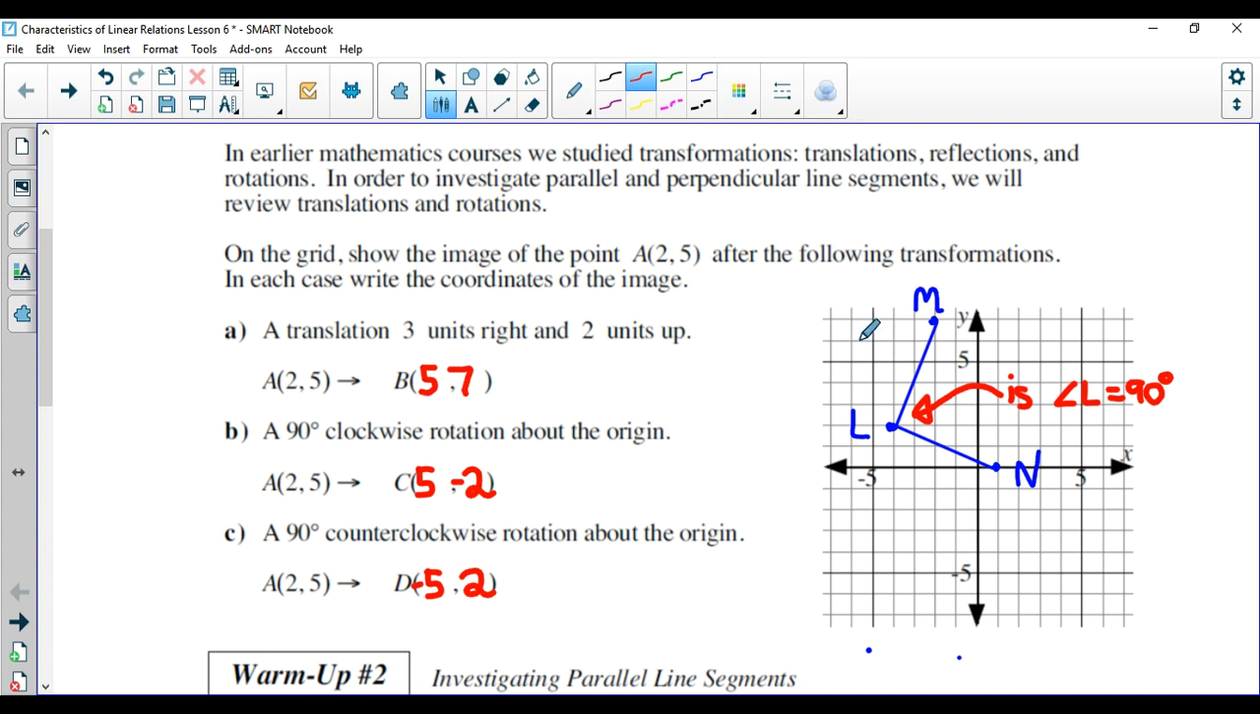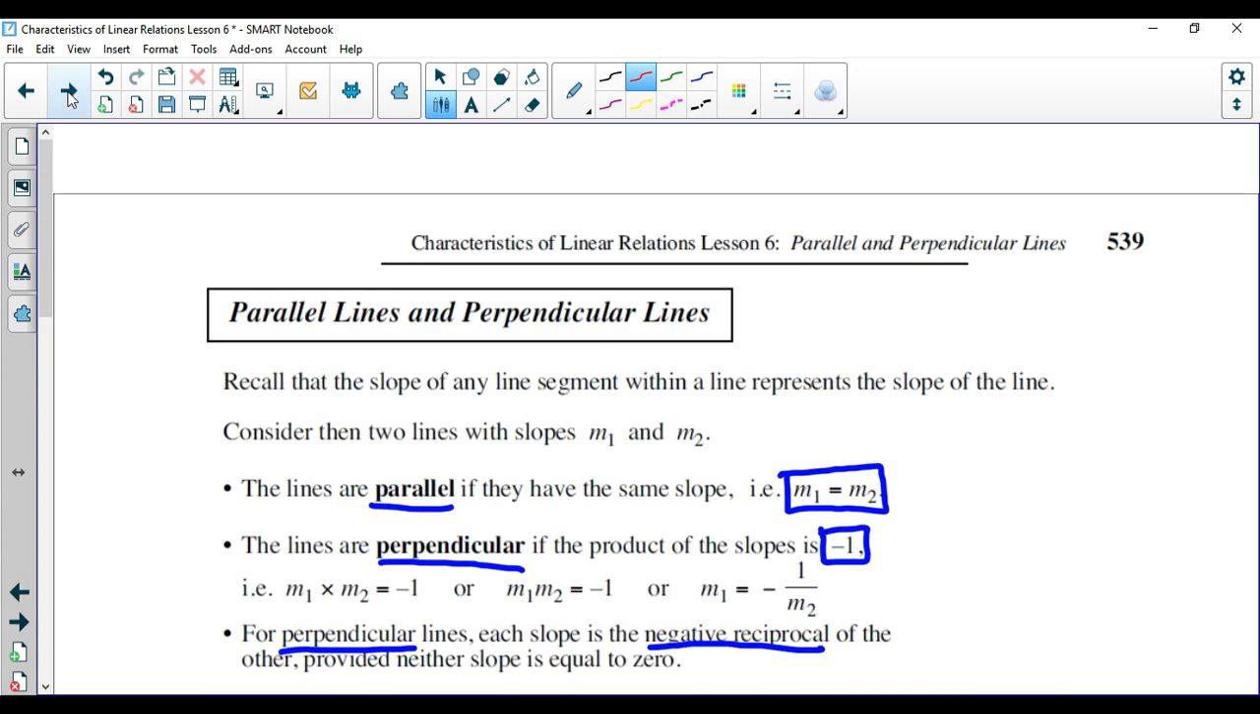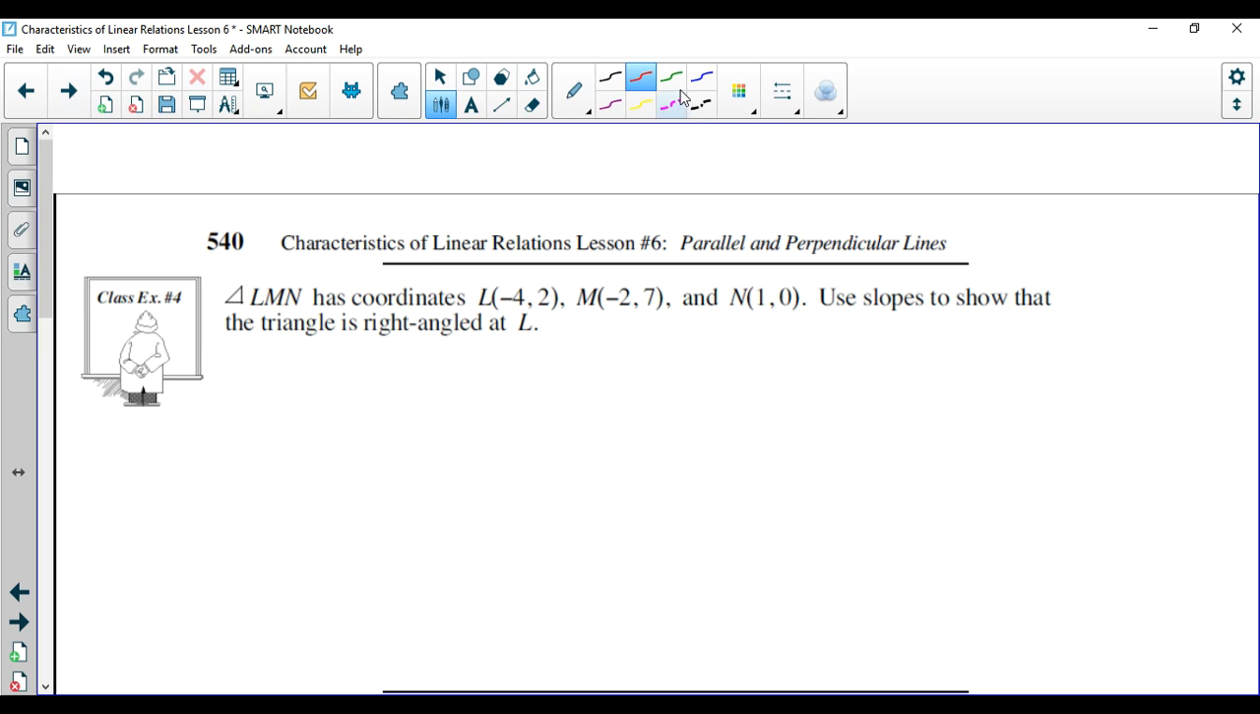Now, the way we're going to prove this is we're going to calculate the slope of line segment ML. We're going to calculate the slope of line segment LN. Sorry about that interruption again. We're going to calculate the slope of line segment ML and the slope of line segment LN, and we're going to see if they're perpendicular to each other. If they're perpendicular to each other, this angle L here would then be equal to 90 degrees. Okay, so let's go back to that page with that example on it.